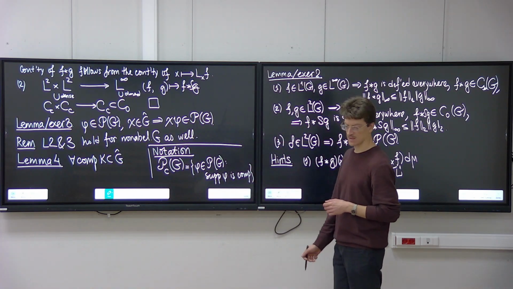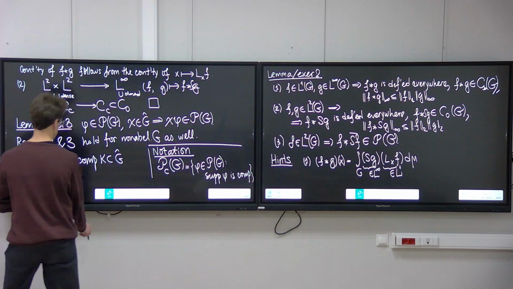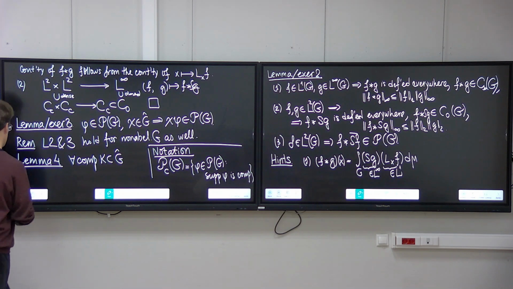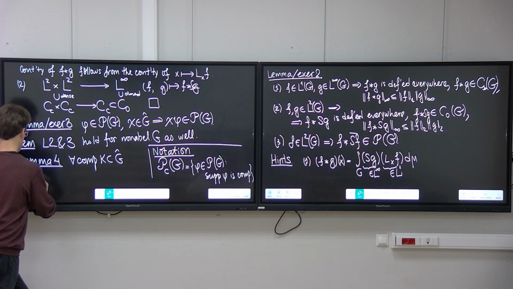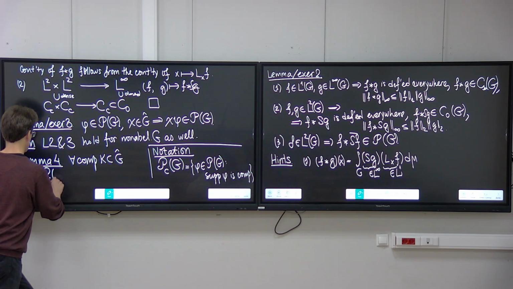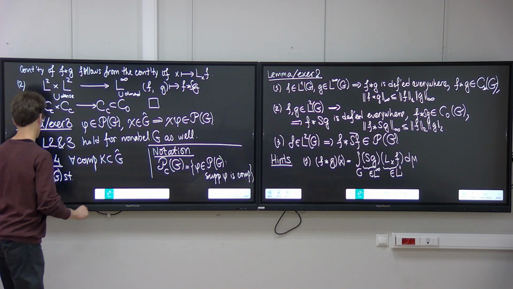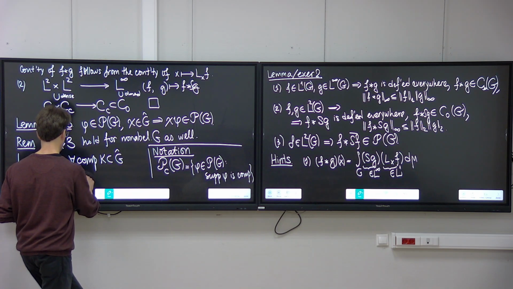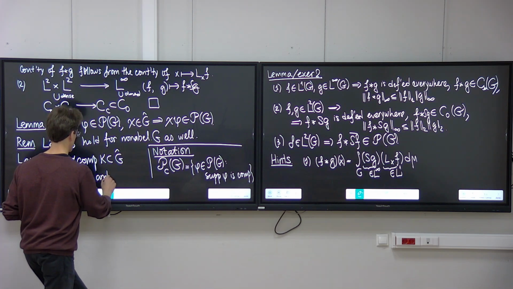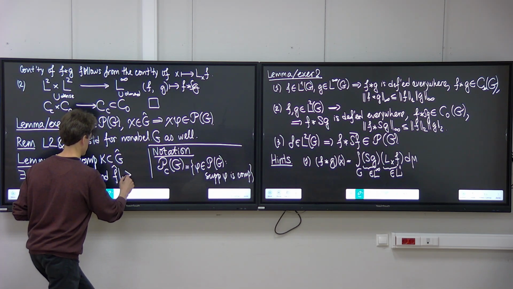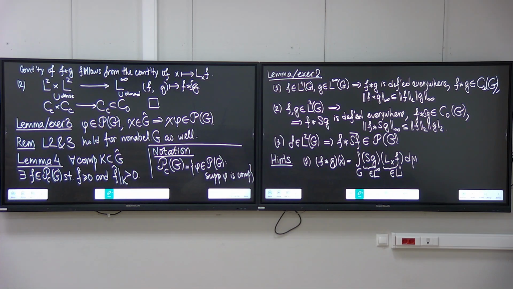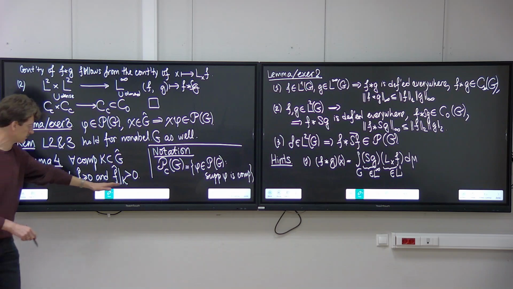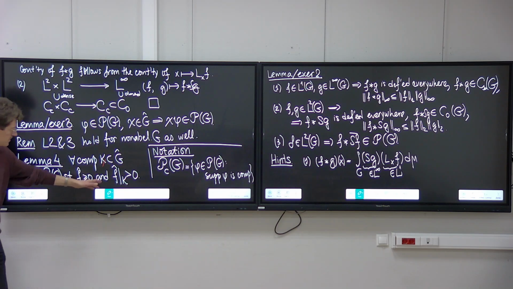So lemma 4 states that for every compact subset K of the dual group, we can always find a positive definite compactly supported function f on G such that its Fourier transform is non-negative and such that it is strictly positive on K. So roughly the meaning of the lemma is that we have many such compactly supported positive definite functions, and we can always choose them in such a way that the Fourier transform will be strictly positive on K.